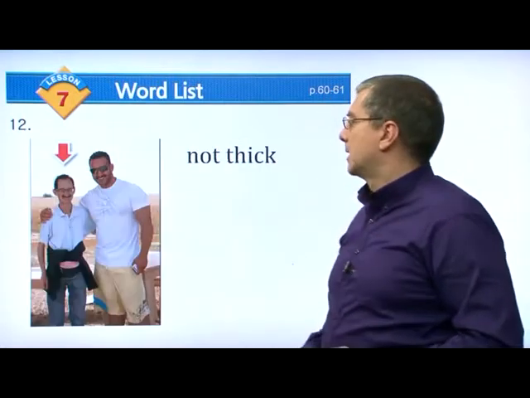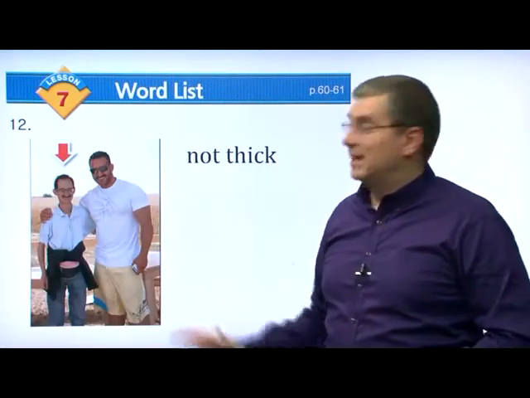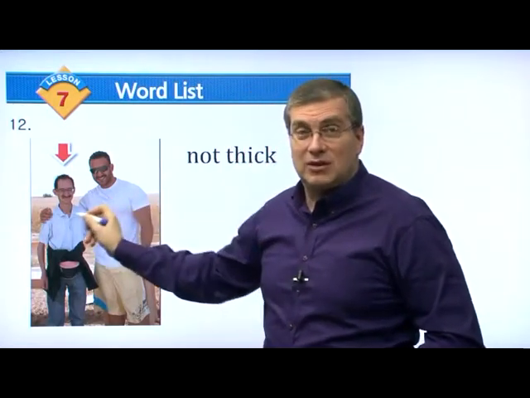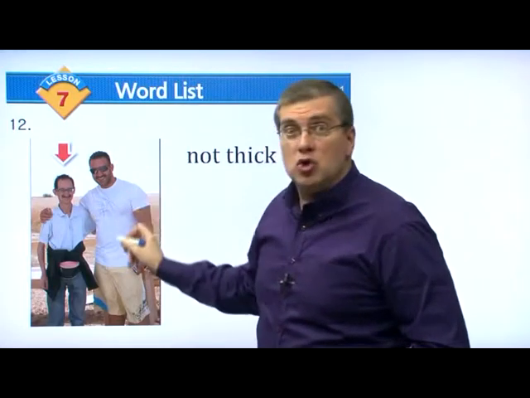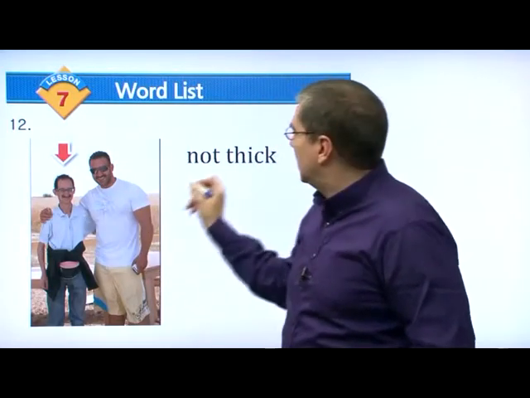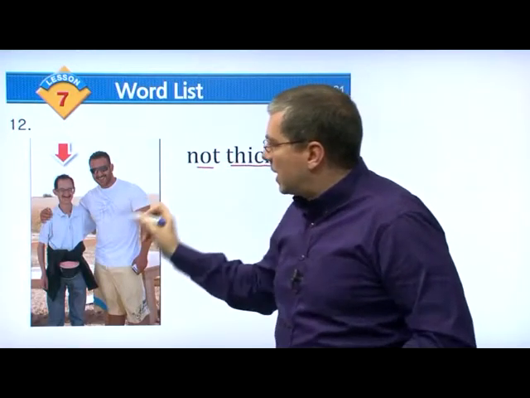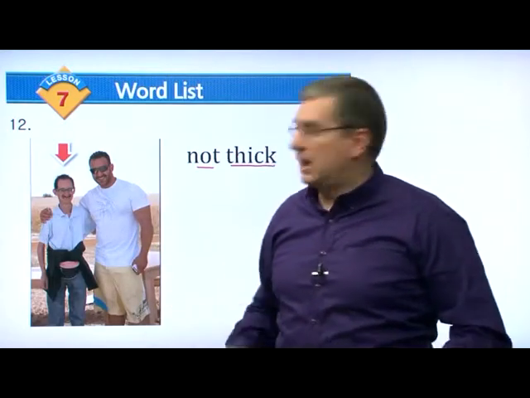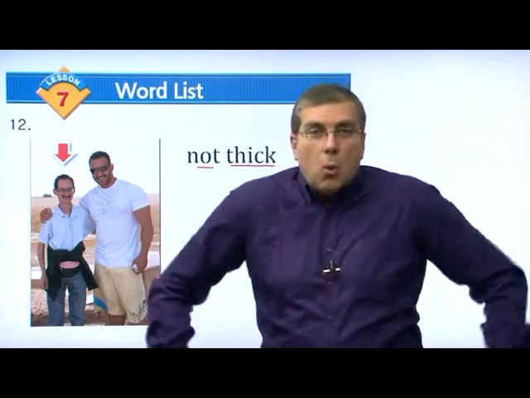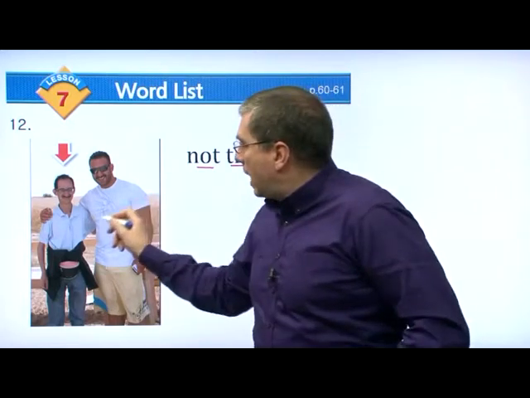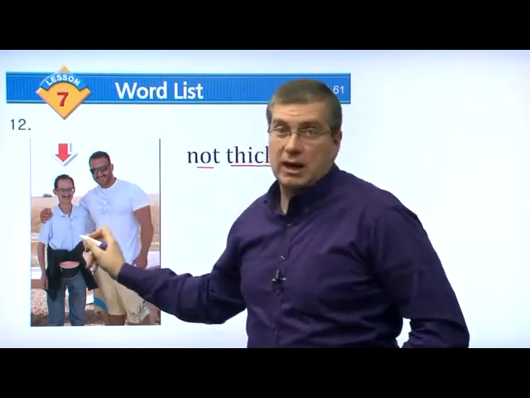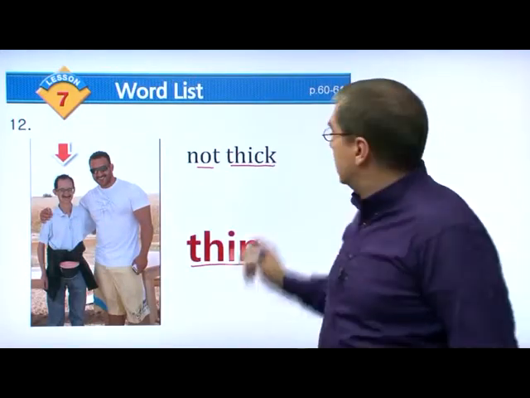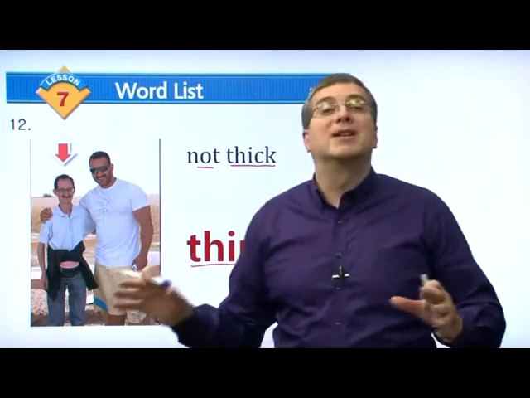To count. Okay, the next word, that's kind of a funny picture, right? These guys are buddies. But you can see there's a big difference between these two gentlemen here, right? This guy's huge. This guy is not huge. He's not thick. By the way, thick also means, like this, right? He's not fat. It doesn't necessarily mean fat. It just means that he's got a wide body, right? He's thick. He's not thick. When a person isn't thick, we say that they are thin. Thin. So thick and thin are opposites.